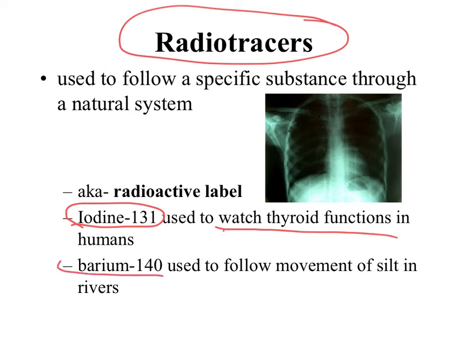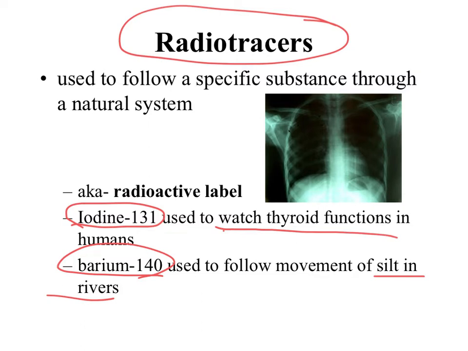Another example would be barium-140. Barium-140 is a radioisotope. It gives off energy. What you could do is have an instrument pick up the movement of barium-140 because it gives off radiation and radioactivity. And you can see how the silt at the bottom of rivers is moving, so you can figure out what's going on with erosion of the river.